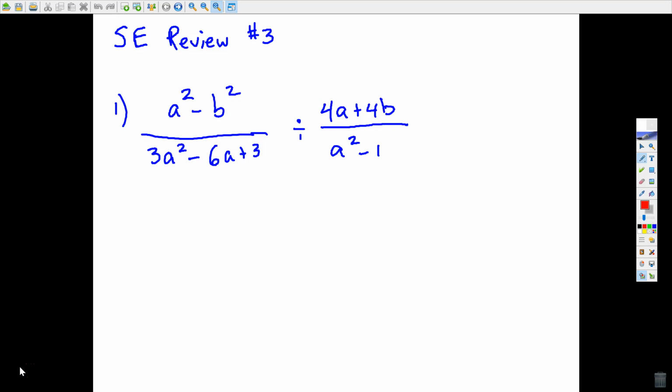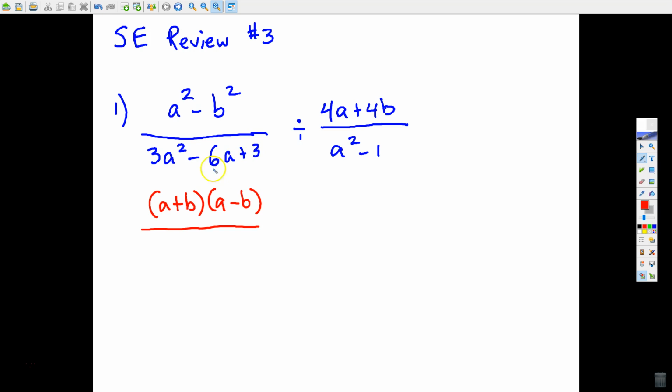Here are the solutions to semester exam review sheet number 3. And for these problems where you are dividing rational expressions, or the same would be true if you were multiplying rational expressions, you need to do all factoring that is possible to do first. So I'm going to start with this left numerator, and that factors as the difference between two squares. So a plus b times a minus b.